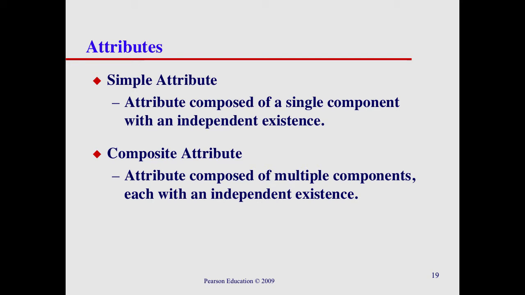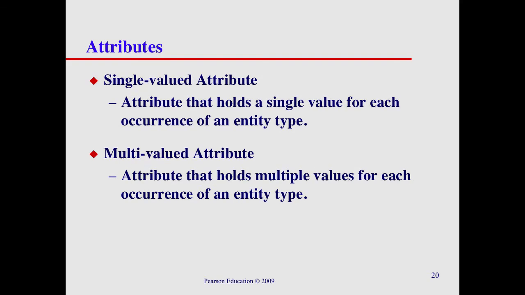With attributes, you were introduced to a number of new distinctions. So there's three axes, kind of an X, Y, and Z. You can have a simple or composite attribute. A composite attribute is composed of either simple or composite attributes itself. The common example used for a composite attribute is an address. Very good. You can also have single-valued or multi-valued attributes.